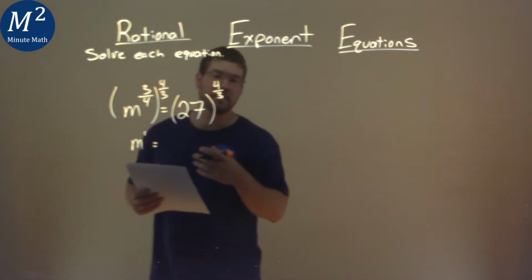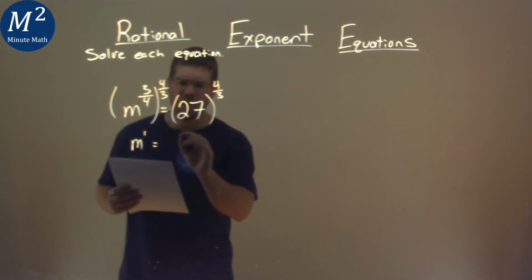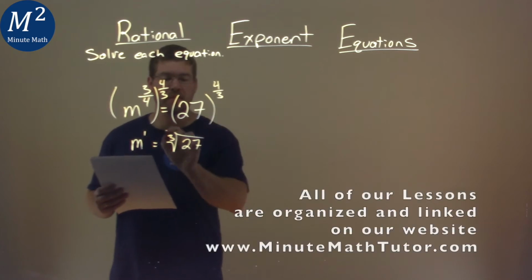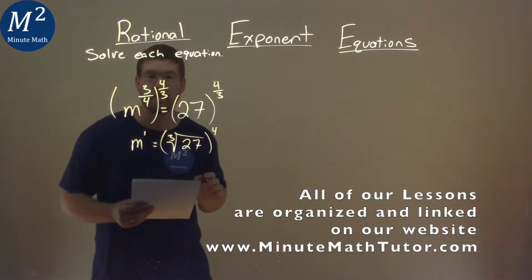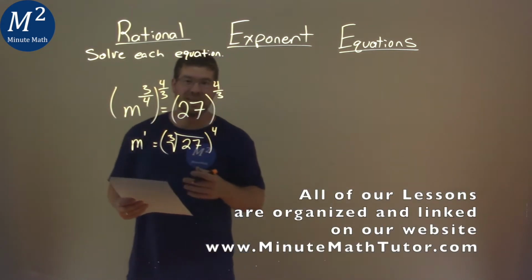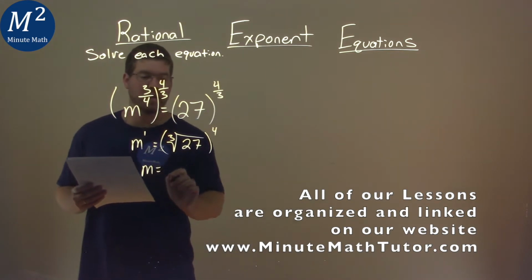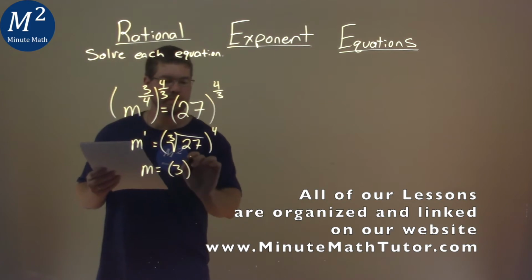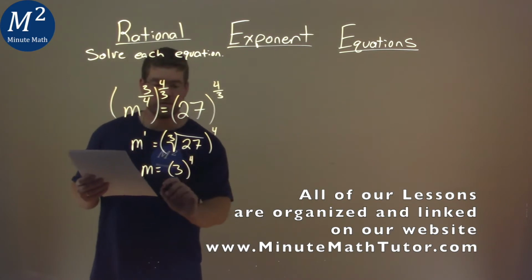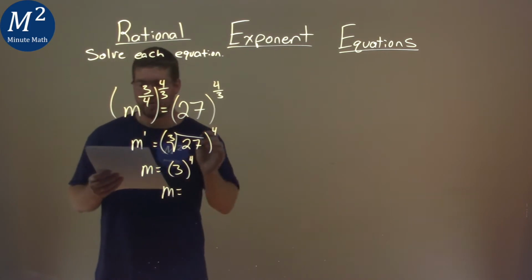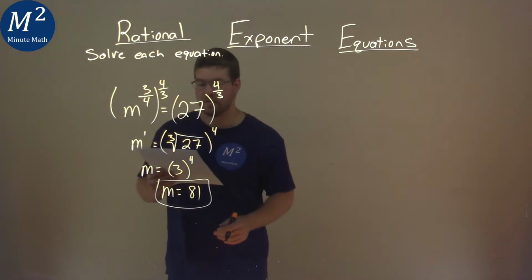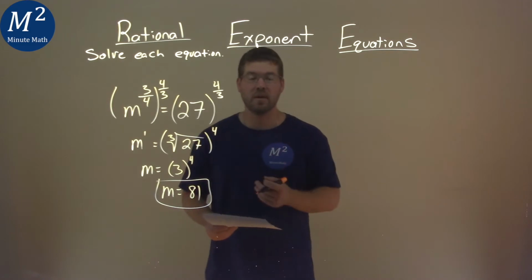Now, what's 27 to the 4/3 power? That's going to be the third root of 27. Notice the 3 comes down, all to the 4th power. Then we need to simplify. Well, m is just really by itself. The third root of 27 is 3, and we raise 3 to the 4th power. And 3 to the 4th power is an 81. And so my final answer here is just 81.